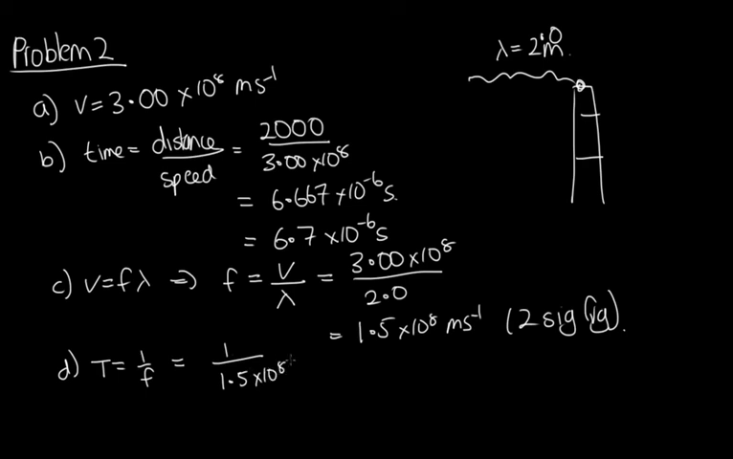Whoops, we've got the wrong units here. This should be the units for frequency because it's the frequency we've found. So this should be inverse seconds or hertz, not meters per second. So this is 1 divided by 1.5 times 10 to the 8 hertz. And solving that on the calculator, we get 6.7 times 10 to the minus 9 seconds is the period.